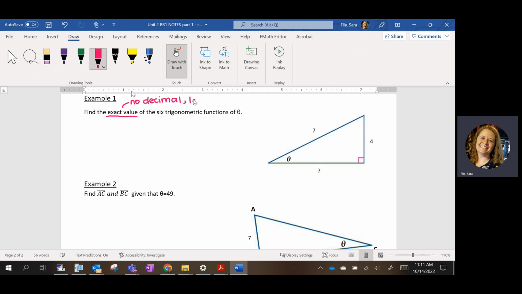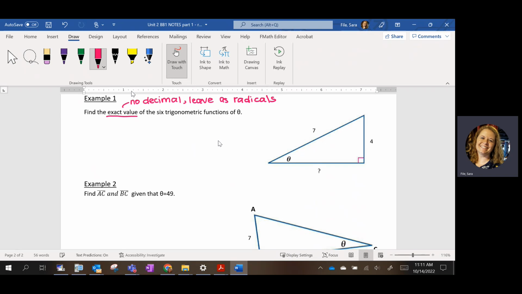You want to leave your answers as radicals. Radicals are roots. When you have a square root, that's a radical. So leave the radicals in your answer. If you get the square root of 12, that's not a perfect square, so you leave it as a radical instead of getting it as a decimal. Now if you can simplify the radical, you want to do that. We'll talk about that when we get more into a problem.